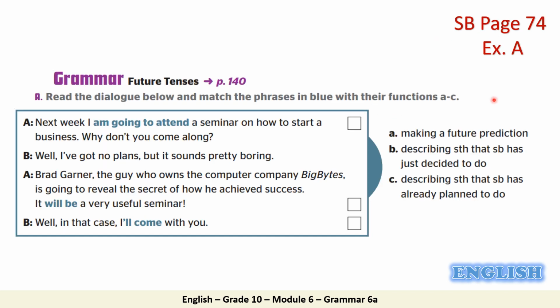Now let's work on exercise A, page 74. I want you to read the dialogue below and match the phrases in blue with their functions from A to C. I want you to make sure that the sentence is either about a future prediction, or about something that has just been decided, or about something that is already planned. Pause and read the dialogue and make a decision.